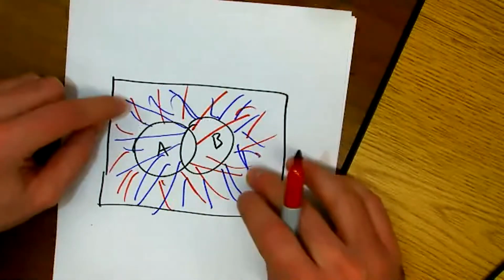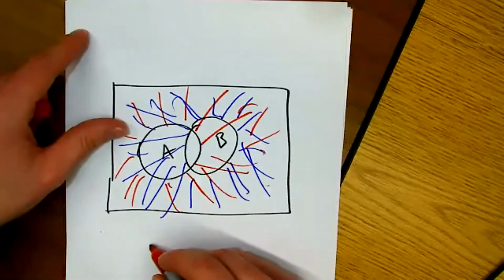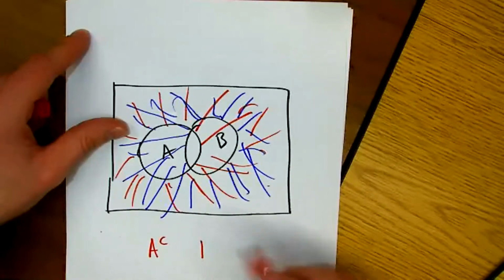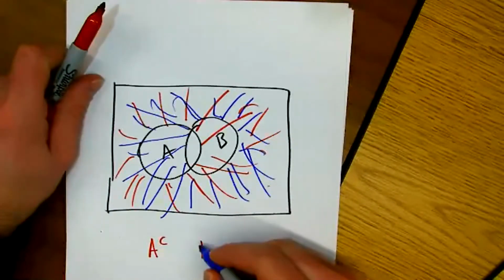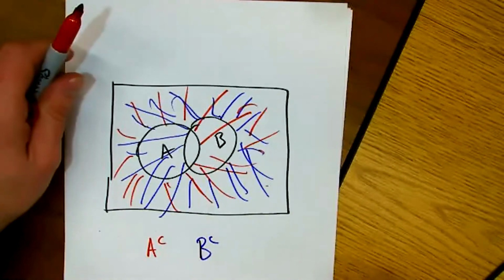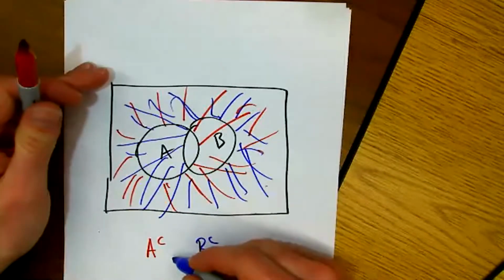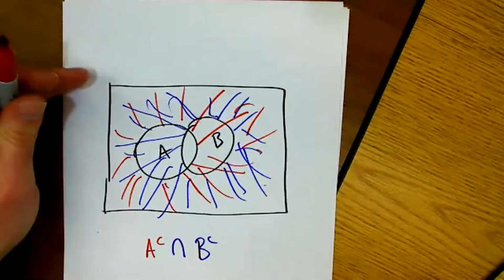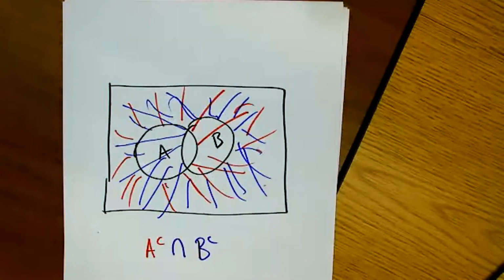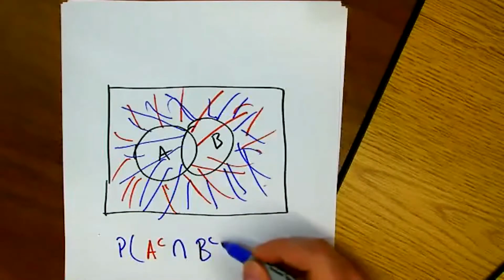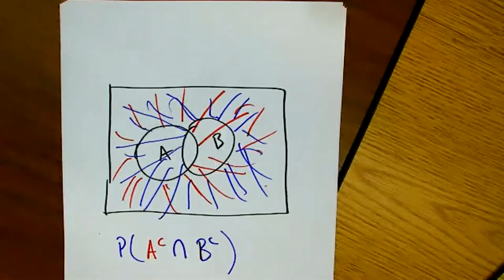which, remember, what did this red and blue shaded area represent? Well, that was A complement, if I'm going to color code this, and B complement. And where they overlapped would be the intersection of those two. So that's why everything outside of our union we thought about as the probability of the intersection of those two complements.